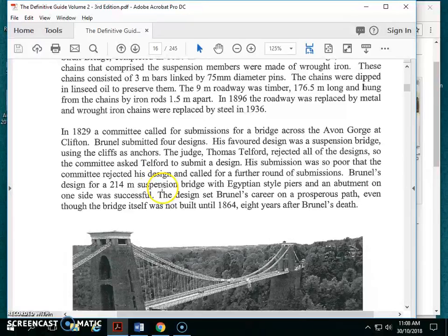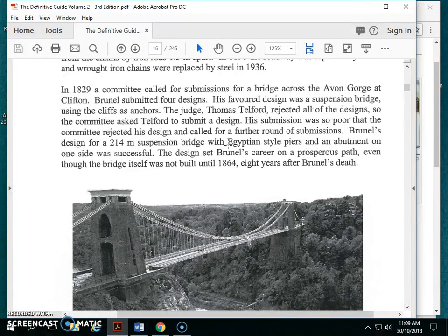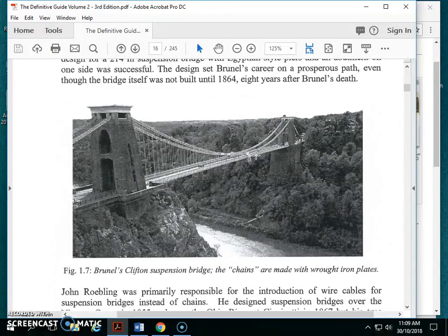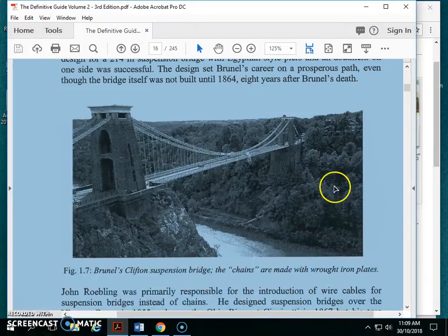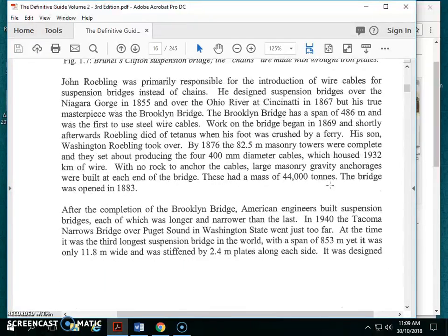Brunel, so we've already talked about Brunel before. His favourite design was a suspension bridge. The piers are just there for aesthetic appearance. So it talks about how it established Brunel's career, even though it wasn't built until after his death, just because these bridges took a really long time to build back in those days. Harbour Bridge taking 9 years to build.